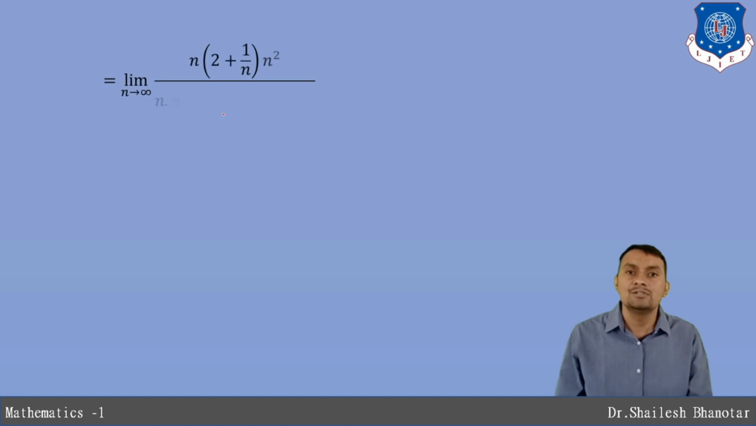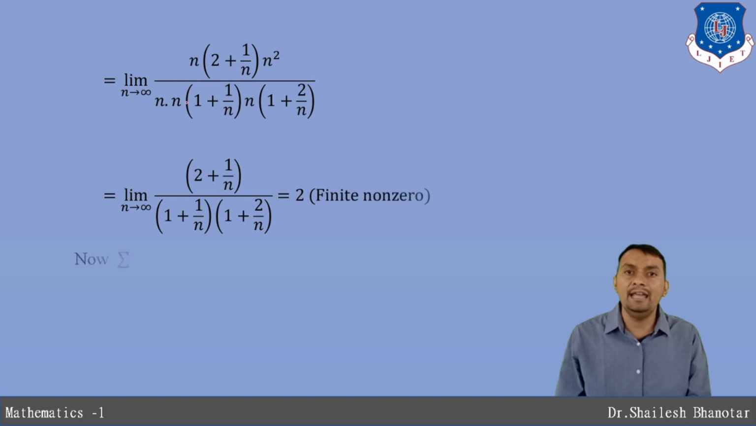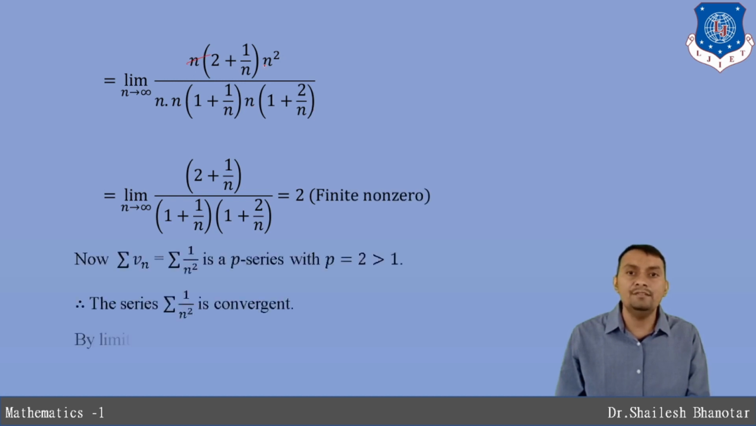After that, it will be n raised to the cube. So I just write n common: 2 plus 1 by n, into n square, n into n, 1 plus 1 by n, into n, 1 plus 2 by n. Whenever you simplify, what will you get? This one only. But when you apply the limit, this is 0, and again this is 0, because 1 divided by infinity is nothing but 0. So this is a finite quantity, and in fact non-zero.